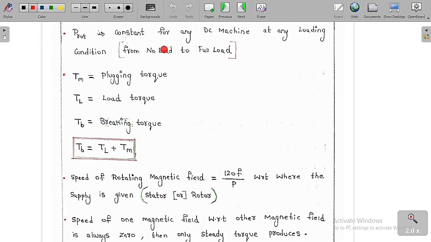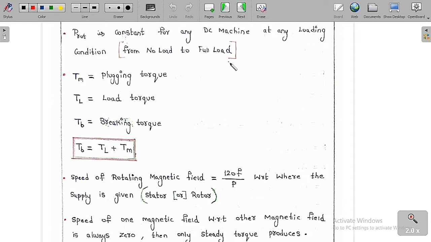P rotational is constant for any DC machine at any loading condition from no load to full load. The rotational losses are only a function of speed. From no load to full load, we assume the speed is constant. Therefore, the rotational losses are always constant for any DC machine at any loading condition from no load to full load. This is a very important point.